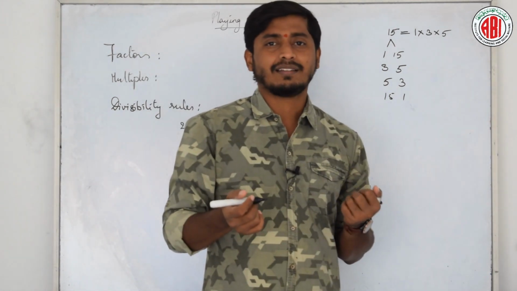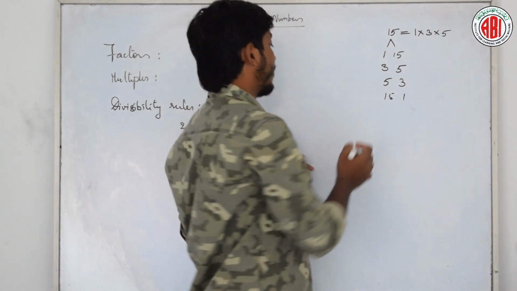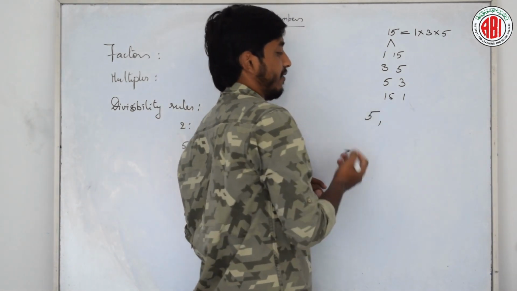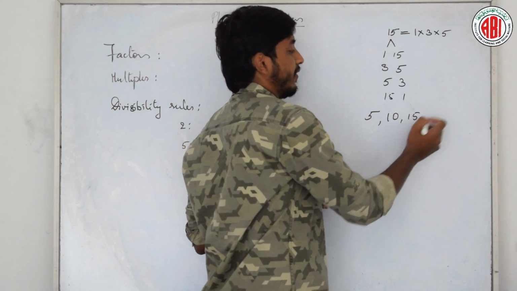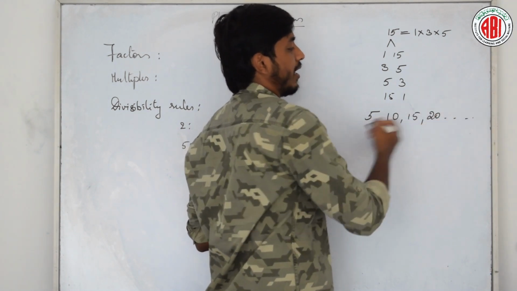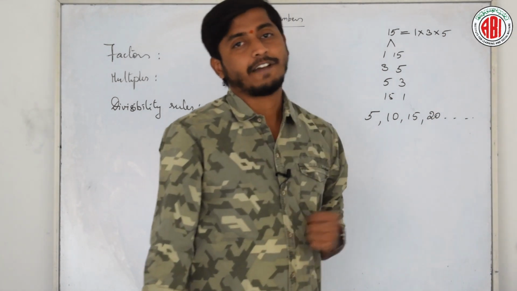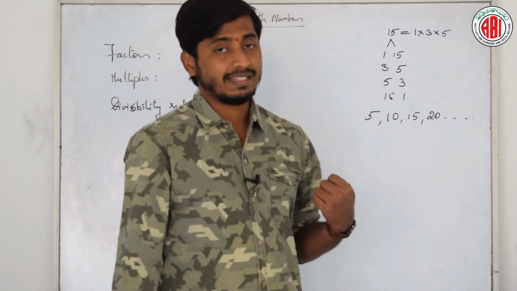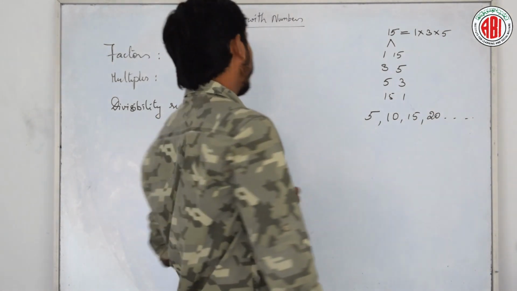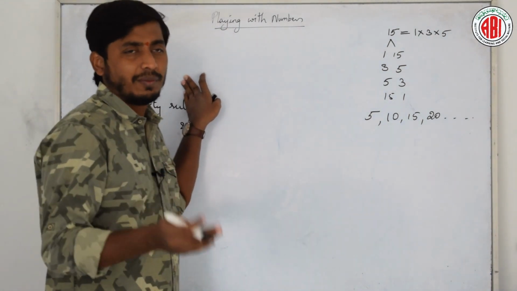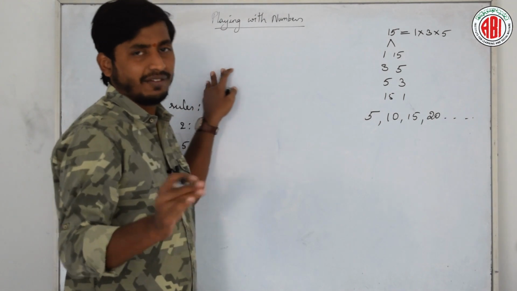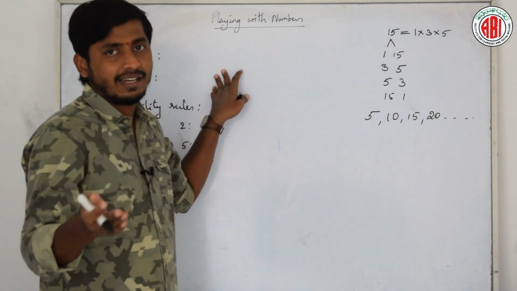What are multiples? Tell me. For example, if I want to write multiples of 5, which means 5 1s are 5, 5 2s are 10, 5 3s are 15, 5 4s are 20. These are all multiples of 5. Isn't it? Is it clear? Fine. Similarly, we'll have the common multiples, common factors and everything we'll discuss in later classes.